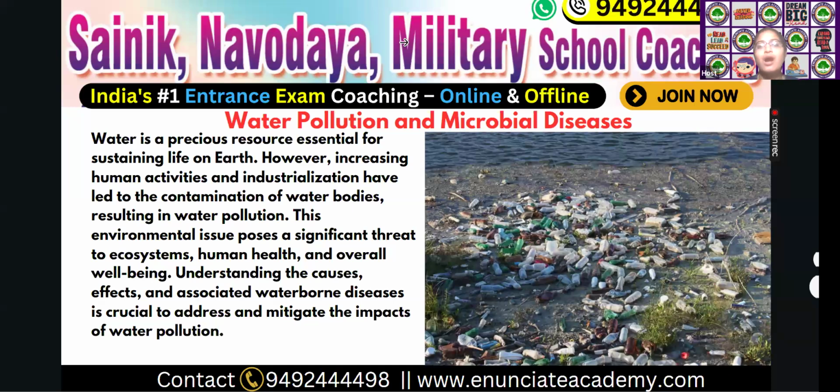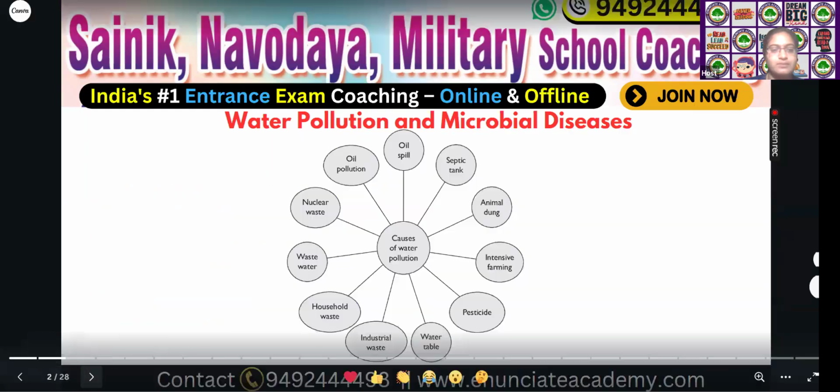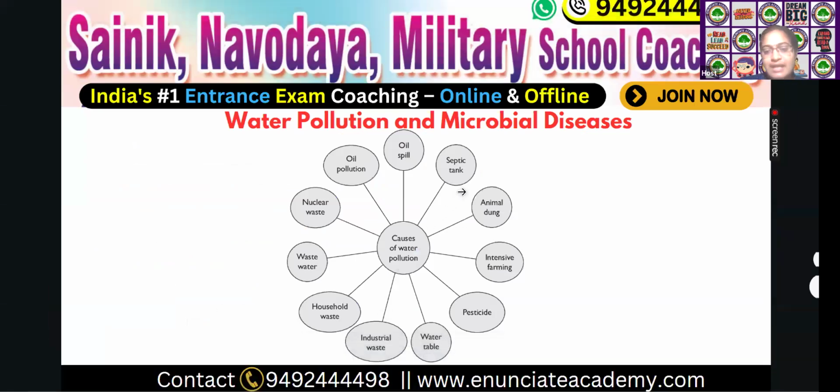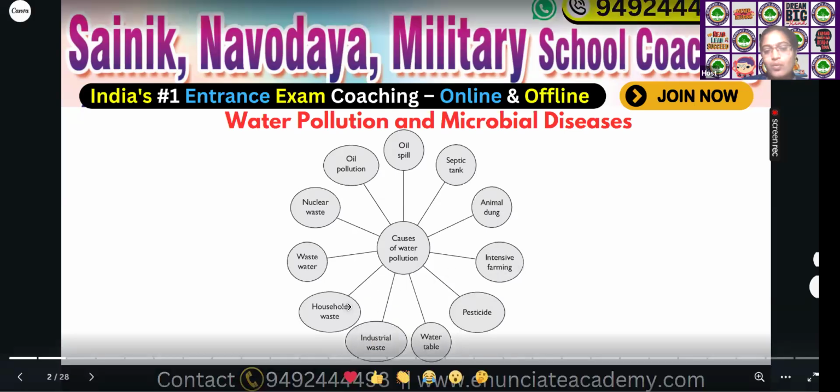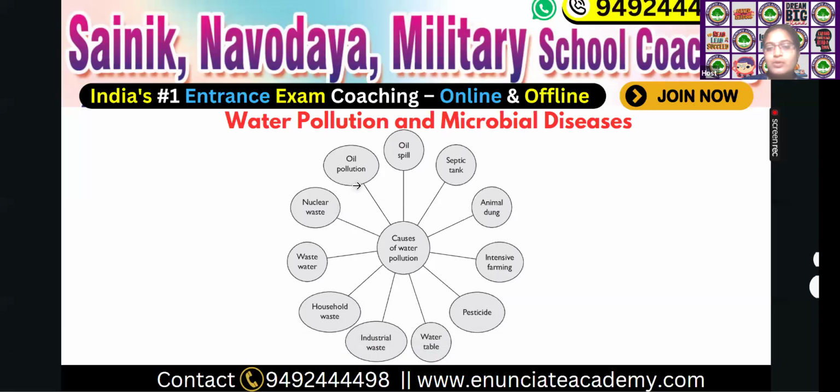When we dump all types of wastes, just a minute, I saw one pie chart. When we dump oil spills, septic tank waste, animal dung, intensive farming waste, pesticide waste, water table and industrial waste, household waste, wastewater, nuclear waste, oil pollution, these types of wastes dumped into the water body lead to water pollution.